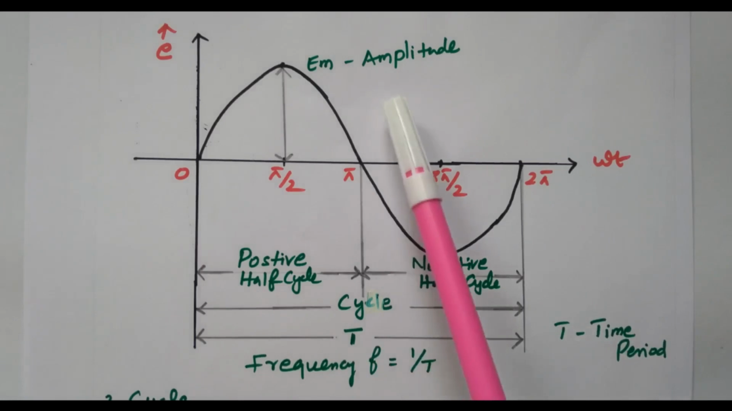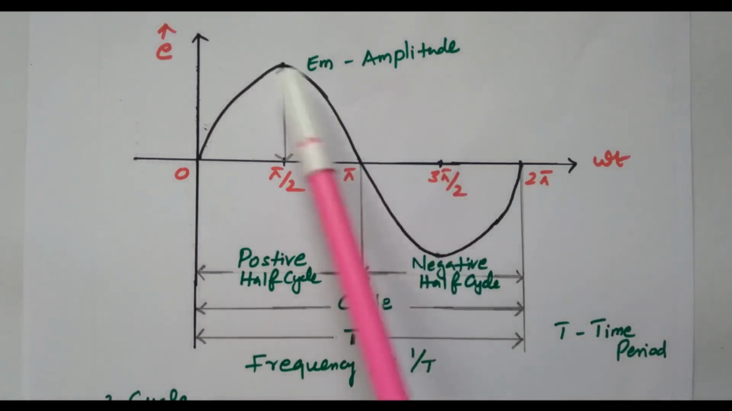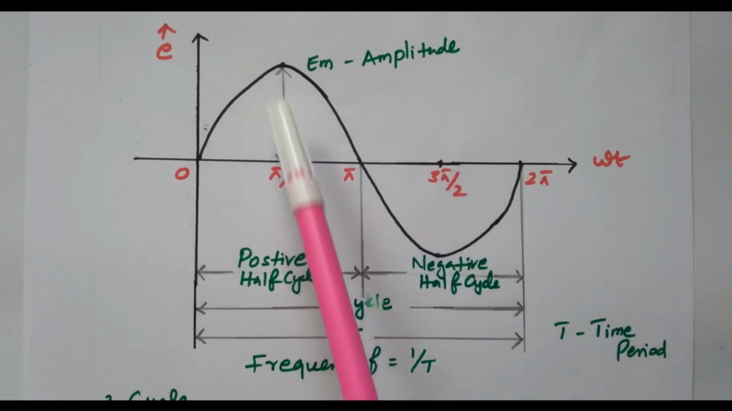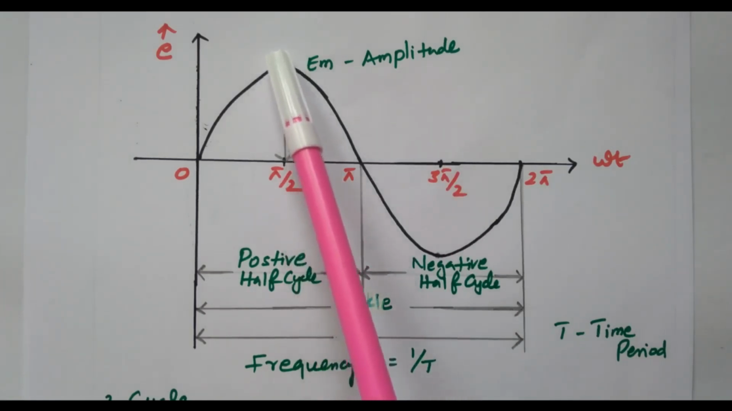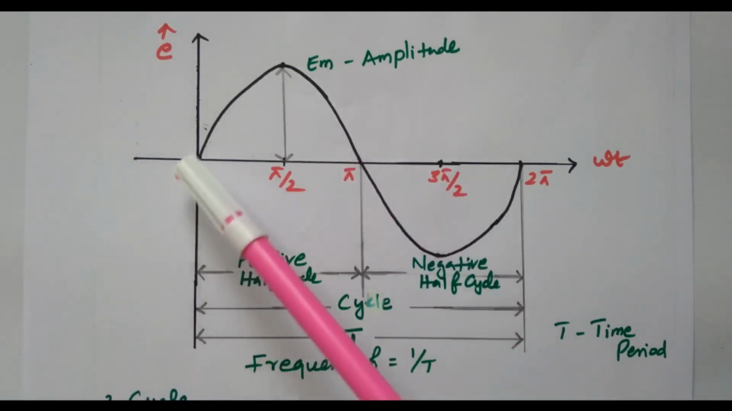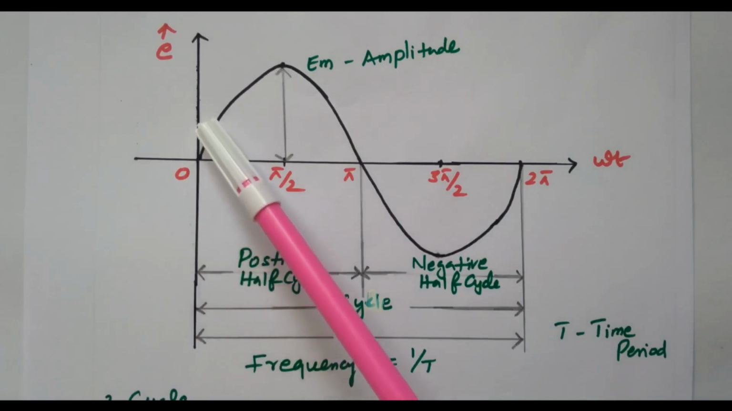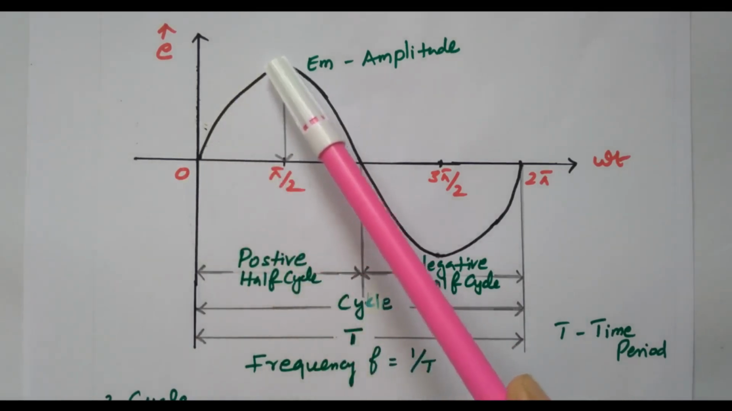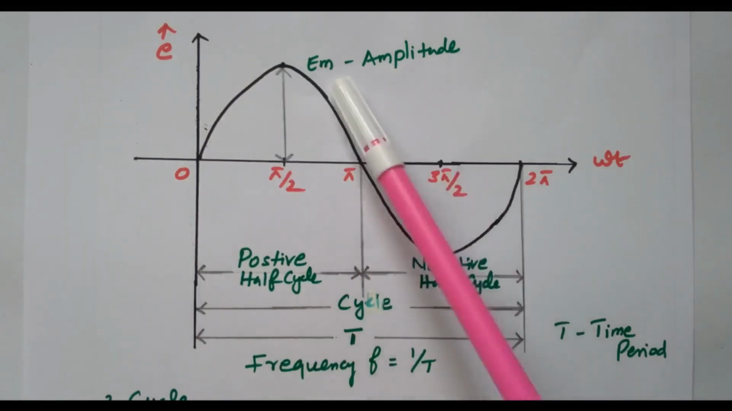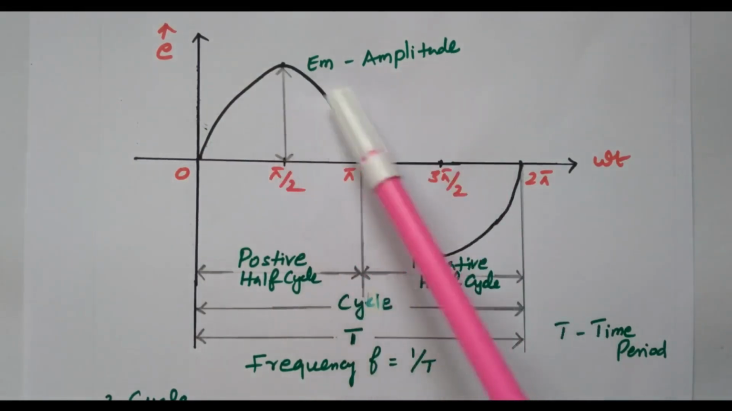So what is amplitude? The maximum value is called the amplitude, where it is available at pi by 2, that is sine pi by 2, sine 90, we have the maximum value. So this is the maximum value. Amplitude is nothing but the maximum value. So here it starts at 0, then keeps on increasing, and at this point it reaches the maximum value. So this amplitude is nothing but the maximum value.